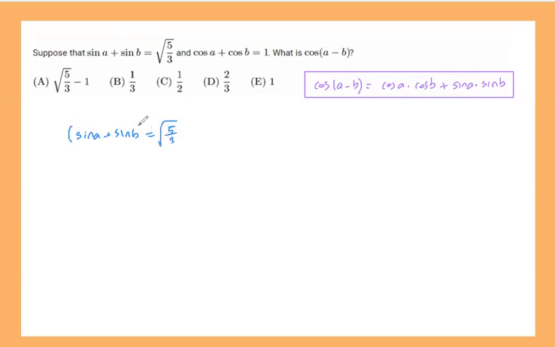If I square this, the left side is the square of a binomial, so that would be sine squared A plus 2 times sine A times sine B plus the square of the second term, sine squared B, equals 5/3. This is much better because I hope we remember sine squared A plus sine squared B. If those two angles were the same, then we could get something, but right now we don't really know.